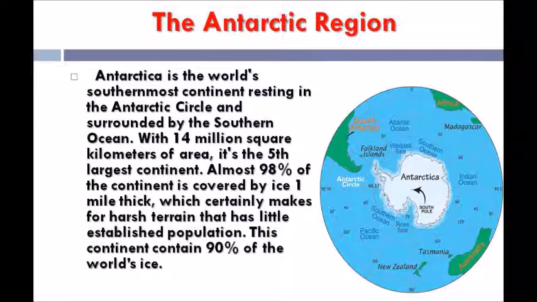Okay, students, our next region is the Antarctic region. Antarctica is the world's southernmost continent, resting in the Antarctic Circle and surrounded by the Southern Ocean. With 14 million square kilometers of area, it's the fifth largest continent. Almost 98% of the continent is covered by ice, one mile thick, which certainly makes for harsh terrain that has little established population. This continent contains 90% of the world's ice.